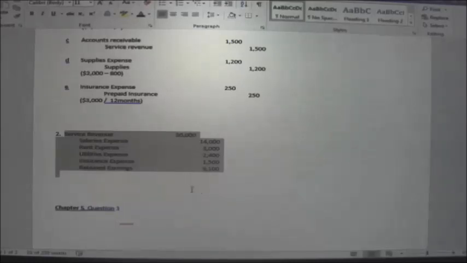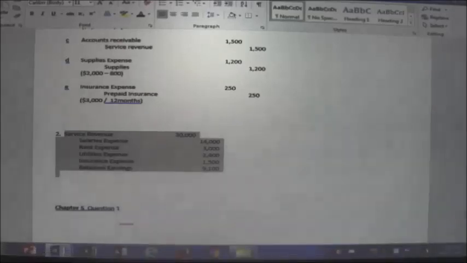The difference here was a credit for $9,100. What does that mean? Can anyone tell me? We had net income of $9,100 and we're crediting our retained earnings because it moved it up by that amount.